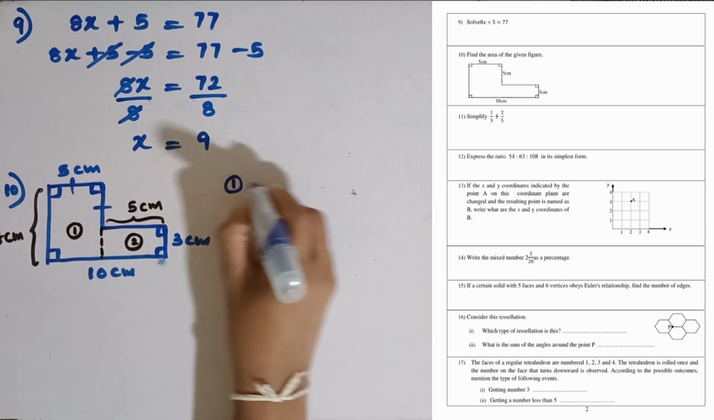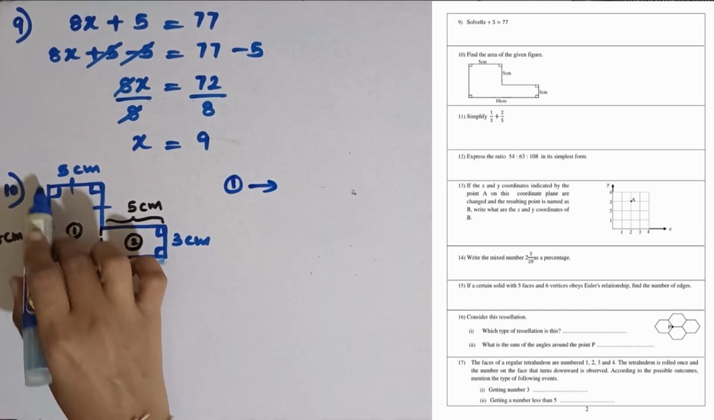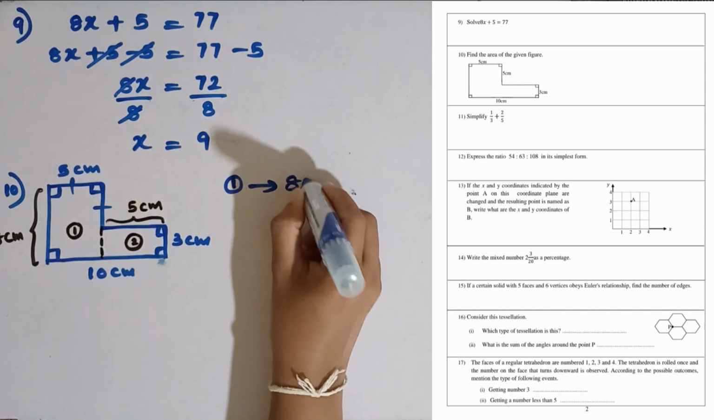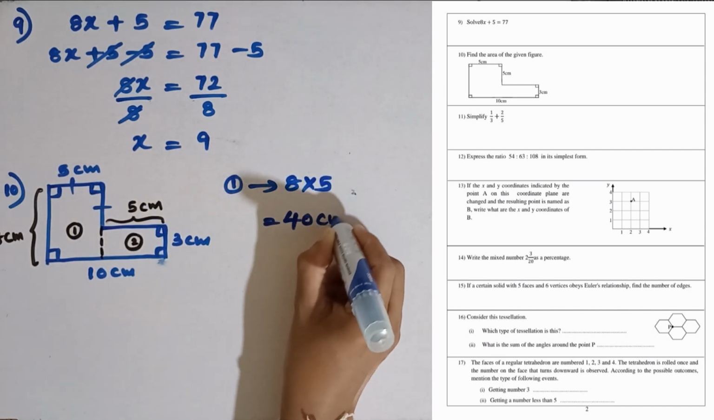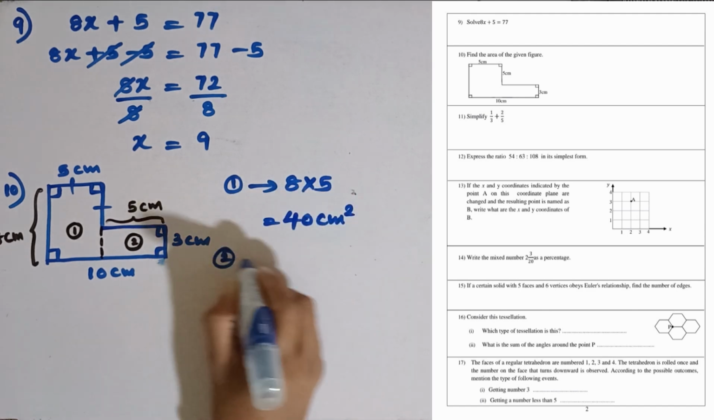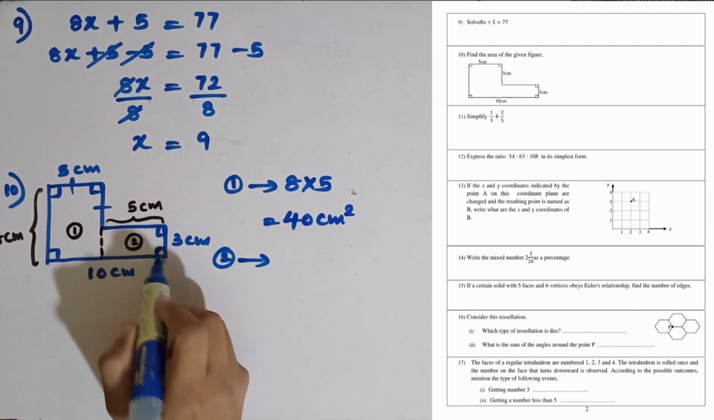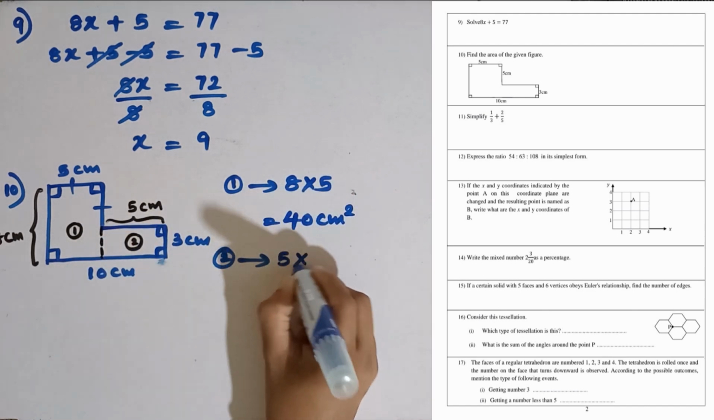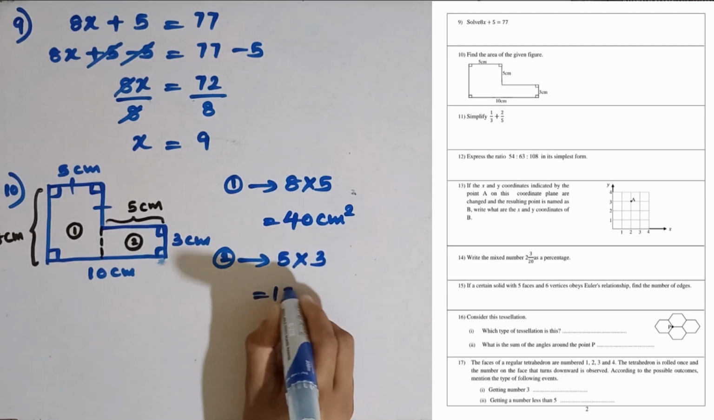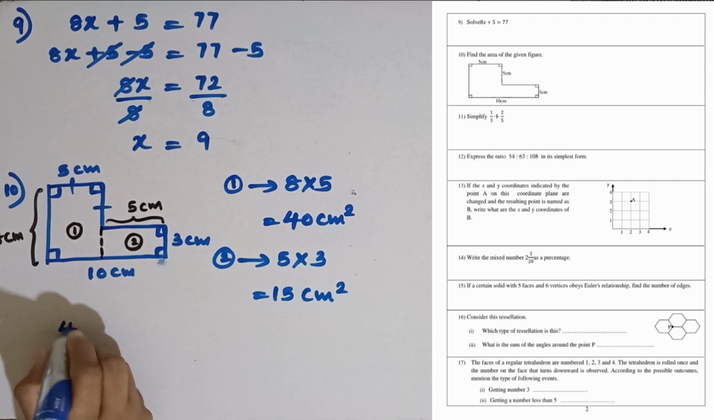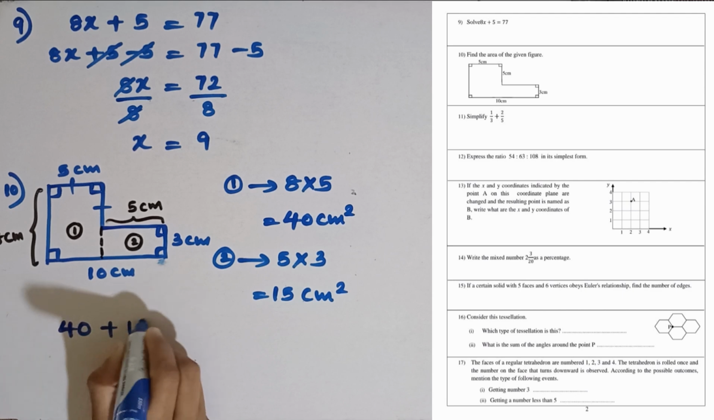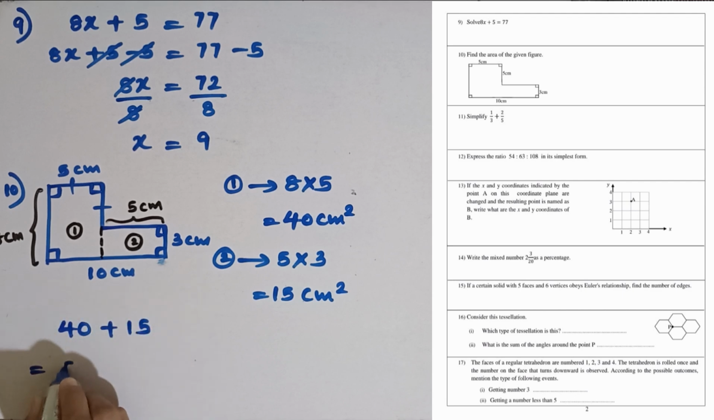Area of first one, figure 1, 8 multiplied by 5, 40 square centimeters. Then second one, 5 multiplied by 3, 15 square centimeters. Now we have to take the total area. 40 plus 15, that is 55 square centimeters.